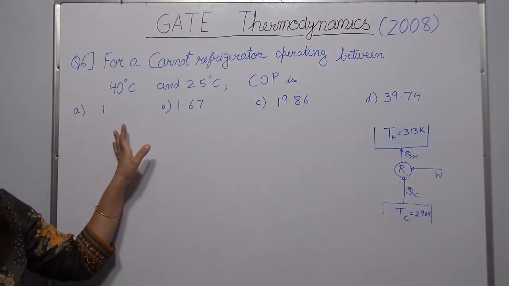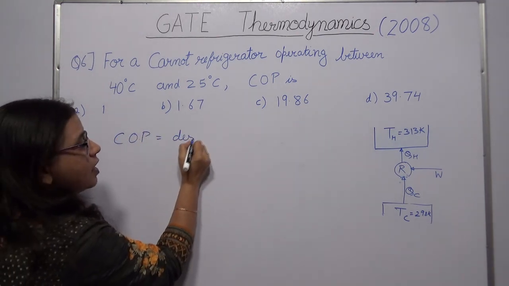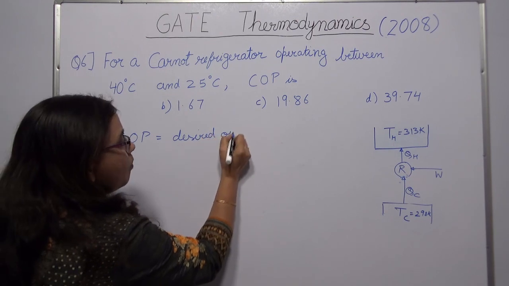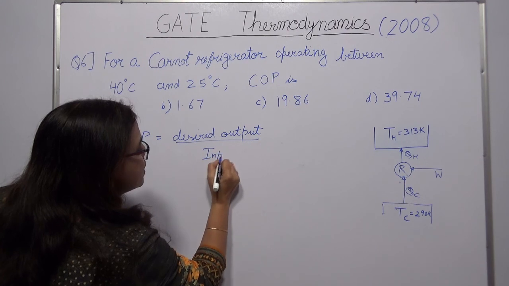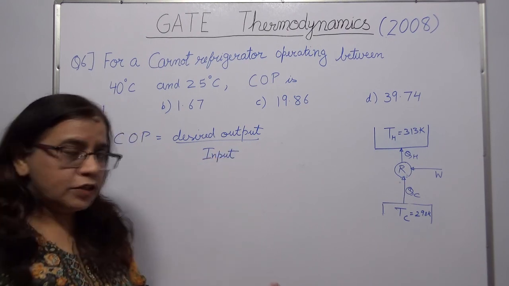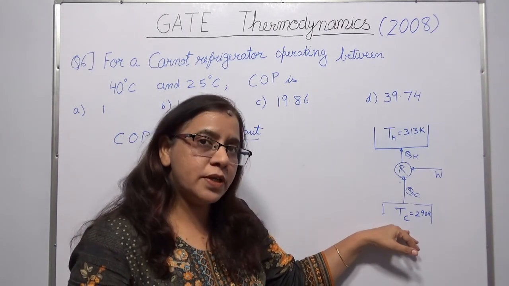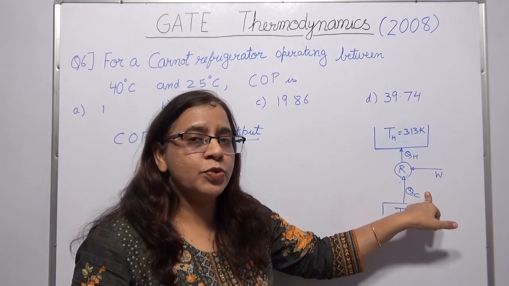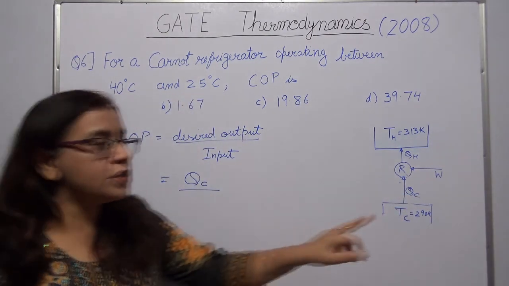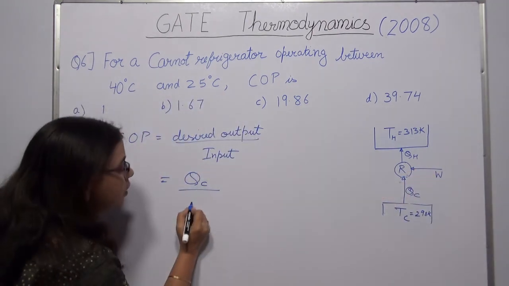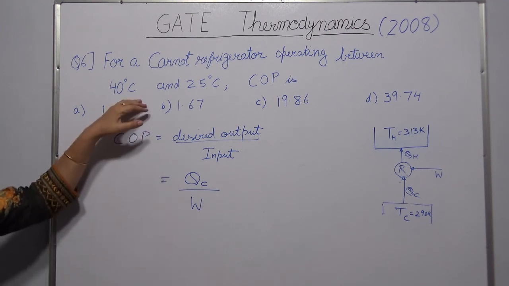Now coefficient of performance is usually defined as the desired output upon your input. So what is your desired output in this case? The desired output is how much amount of heat you are lifting from the low temperature reservoir. So your desired output is QC. And what is your input? Input is the work which is done. So QC by W will give you the coefficient of performance for your Carnot refrigerator.